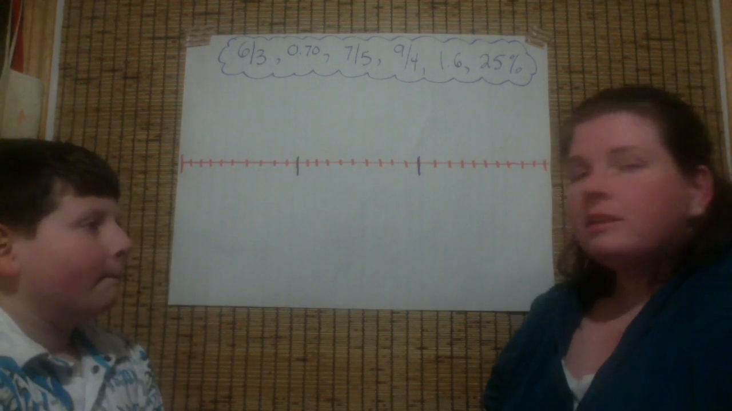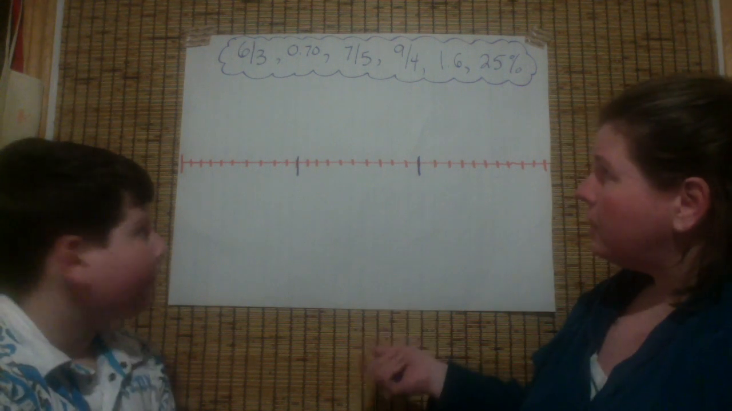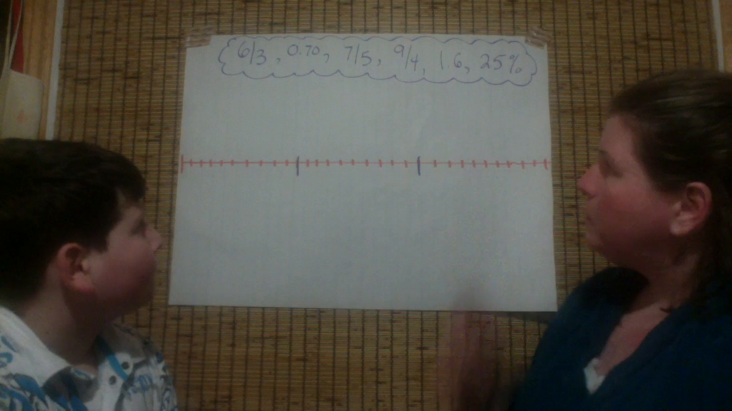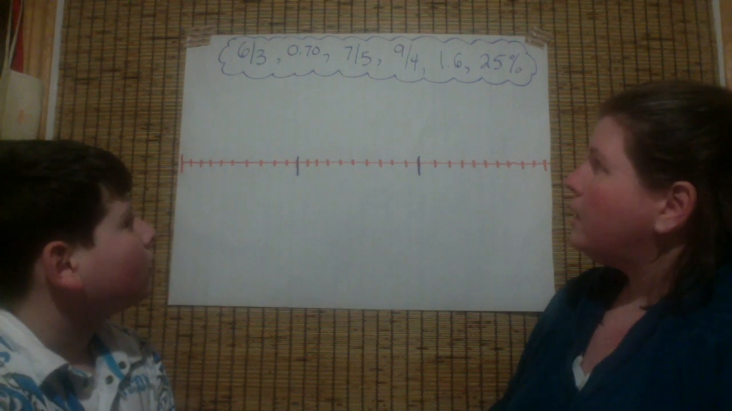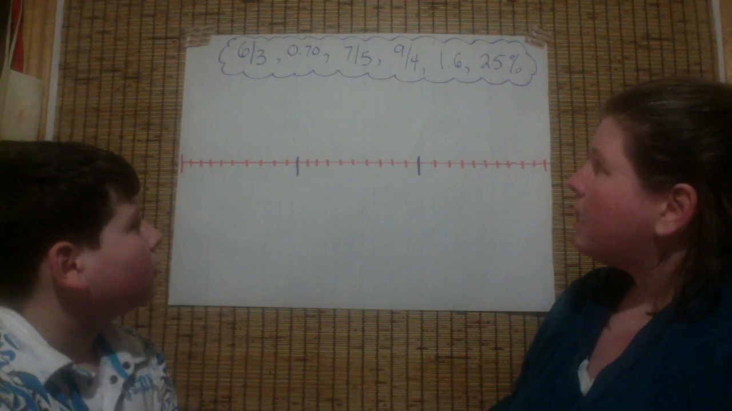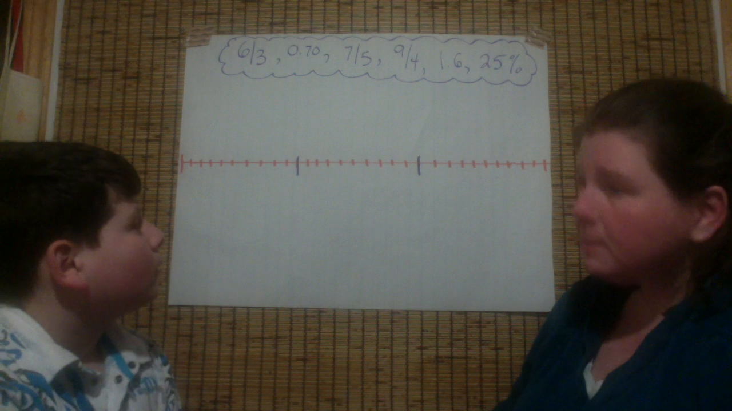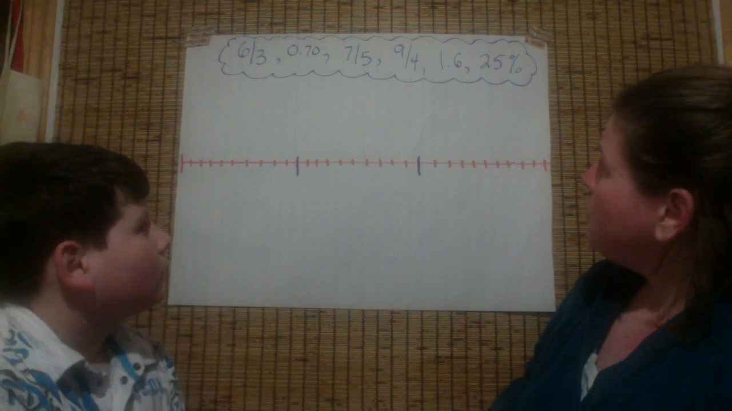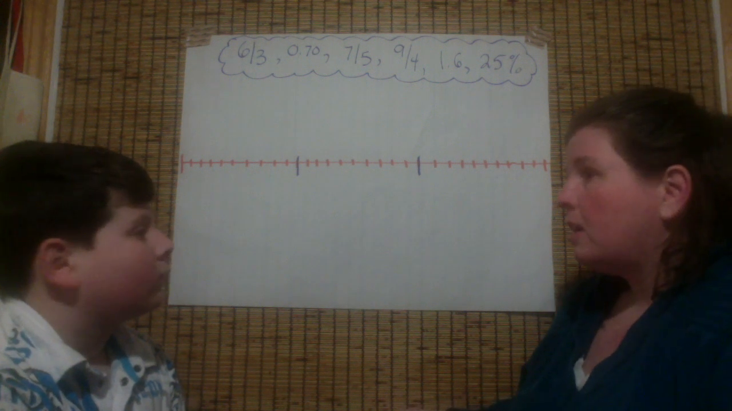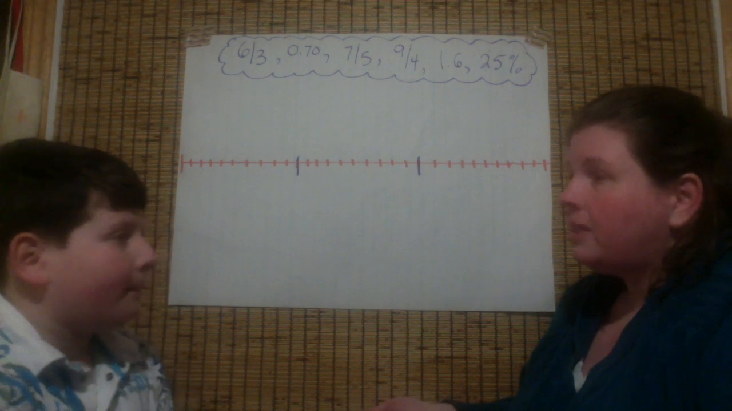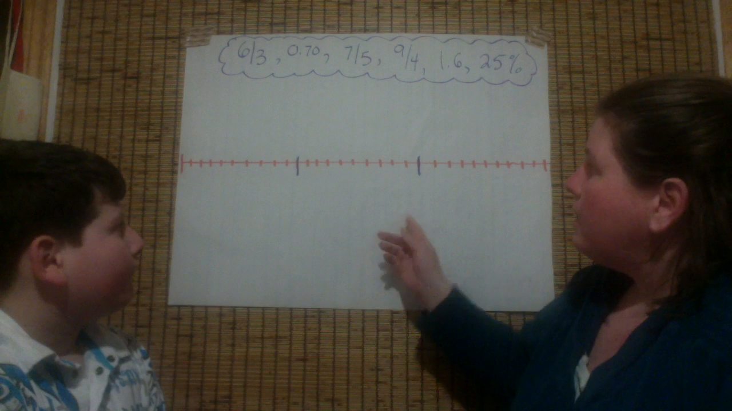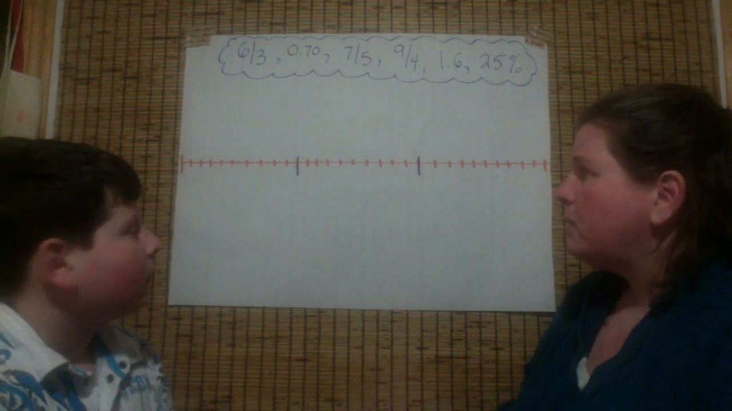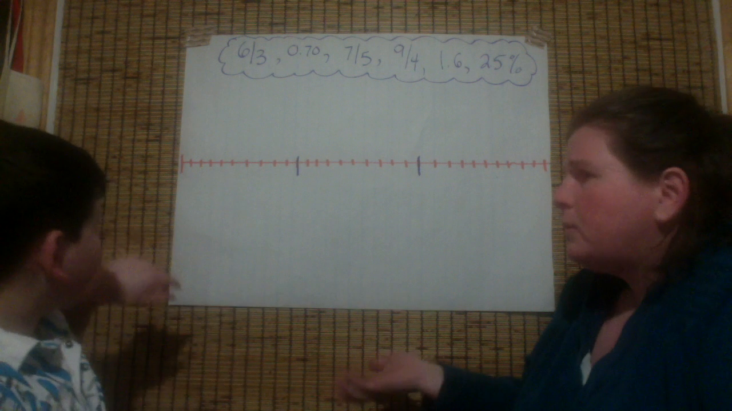Okay? Okay. So we have here our number line. And up in our cloud here, we have some improper fractions, we have some decimals, we have some percentages, all of which you've done before. Yes. Okay. And looking at our number line, can you tell me something about the number line? Anything about the number line? Have you used a number line before?